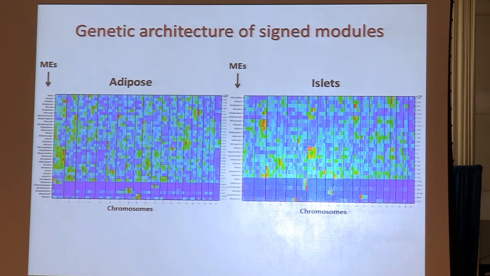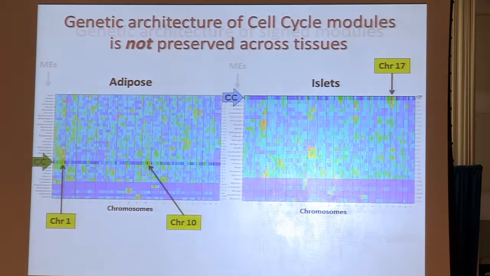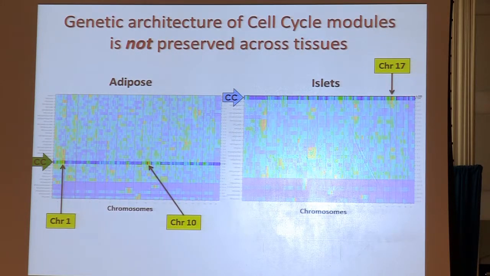Because remember, we did this in the context of a genetic screen. So here we have all the MEs, and you're not meant to read them. But these are the module Eigen genes. These are the chromosomes. And the little red blips indicate where the Eigen genes map. And now, here's the cell cycle module in adipose, and it maps to chromosome 1, but most strongly to chromosome 10. Whereas the cell cycle module in islet, you kind of go across here, you see a little green there on 7, but boom, it maps to 17.